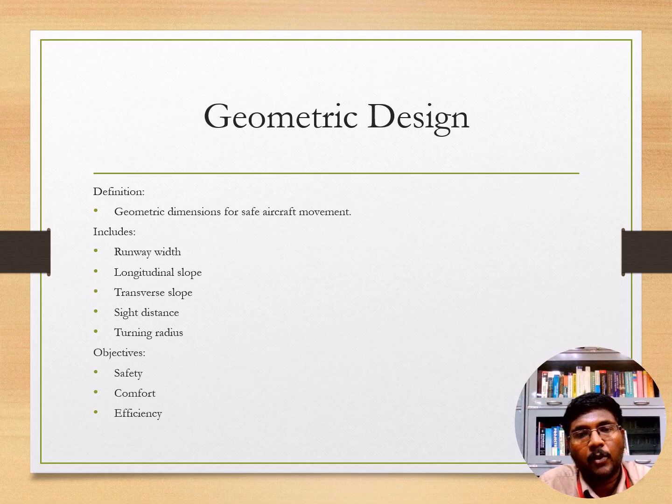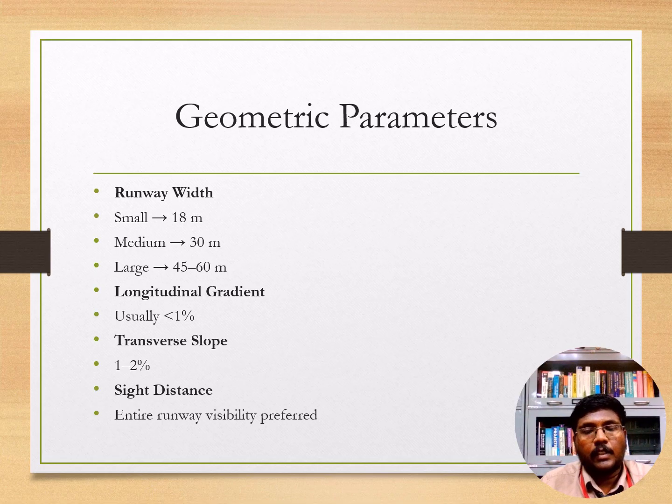Next we see about what objectives should be followed in this design. They are safety for passengers, comfort for passengers and efficiency. Next we see about the geometrical parameters for runway design. First we see about the runway width.